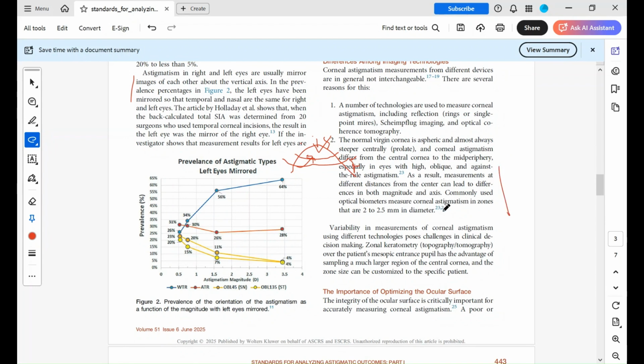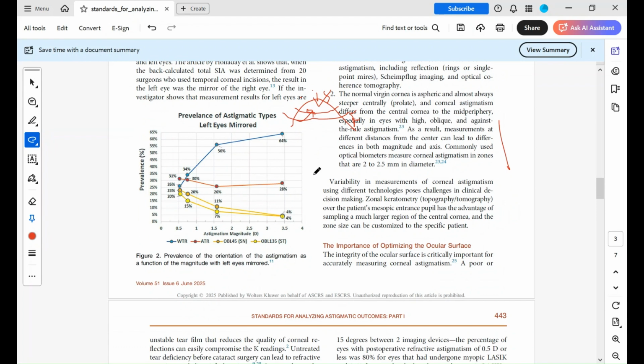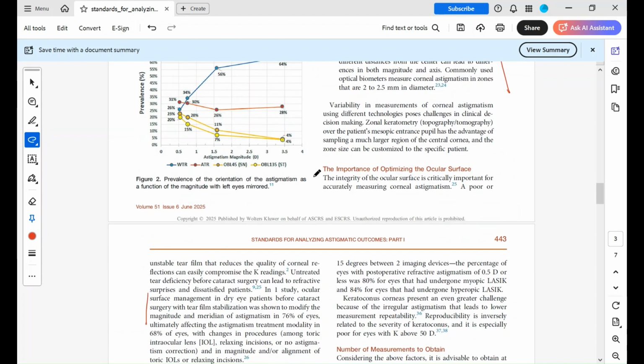The constant adjustment that you make when you move from manual keratometry to optical biometry is because of one of these factors: you are now measuring a steeper cornea because you are moving towards the corneal vertex. For a normal prolate cornea, you will get a steeper cornea for the same patient compared to manual keratometry.